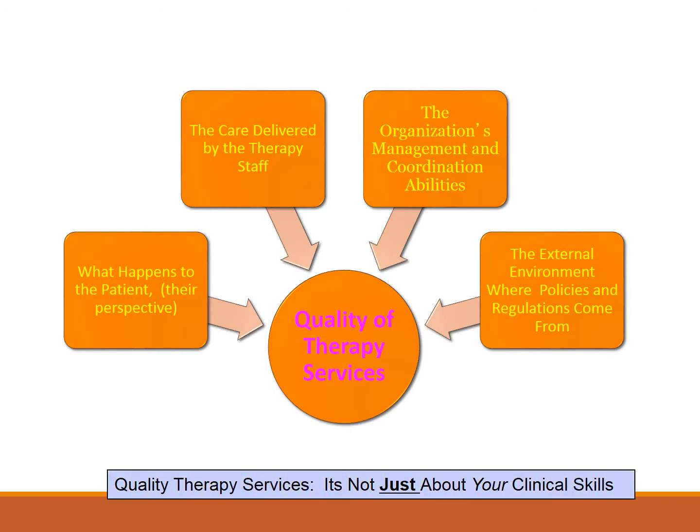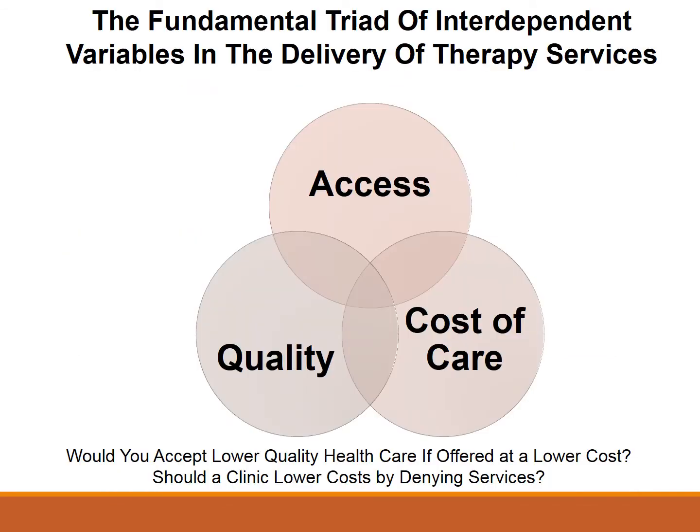So here, when we're talking about quality of therapy services, it talks about what happens to the patient, the care delivered, the organization's structure to help coordinate everything, and the external environments. It's not just the clinical skills of what we're providing. All of these contribute to quality.